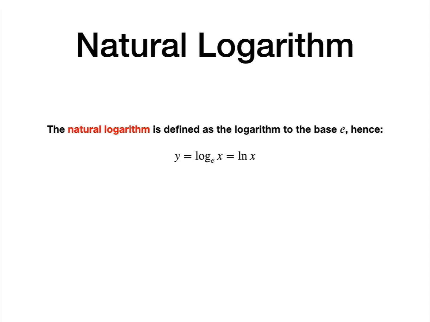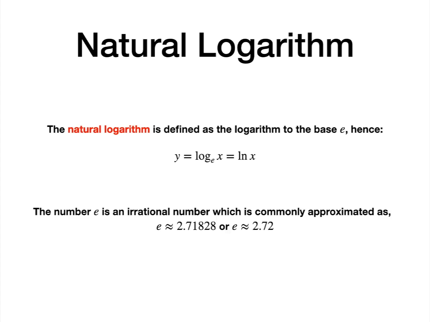Now that you've learned about the common logarithm, let's move on to the next special logarithm, the natural logarithm. Another special logarithm is called the natural logarithm, and it is defined as the logarithm to the base e, where e is the natural number. Now, it is denoted by a new operator, ln. When you see this symbol, it means the natural logarithm of x.